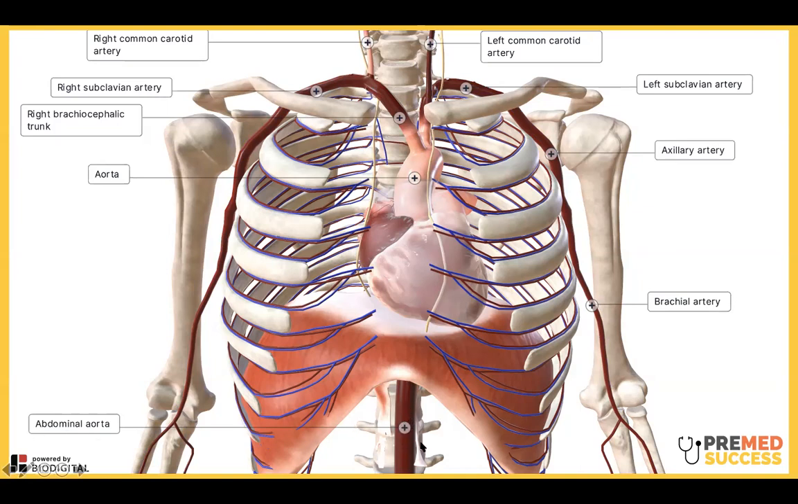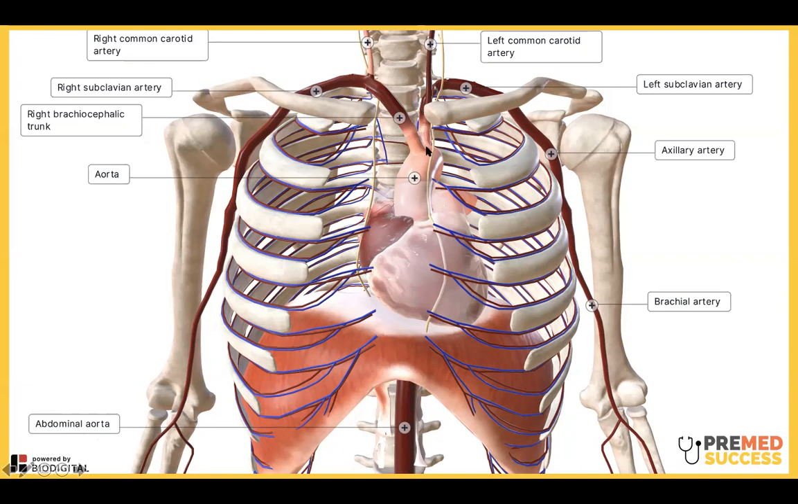You can see the abdominal aorta. So it comes up, it arches over the heart, goes behind it, passes through the diaphragm at T12 and carries on down. And as the arch of the aorta arches over the heart, it gives off 3 branches. You can see 1, 2, 3. You can just see them there.